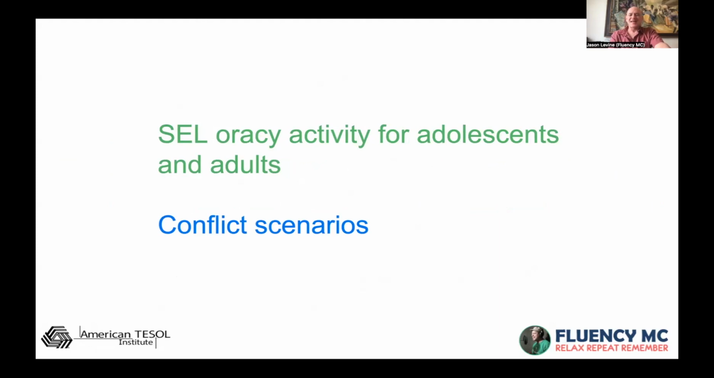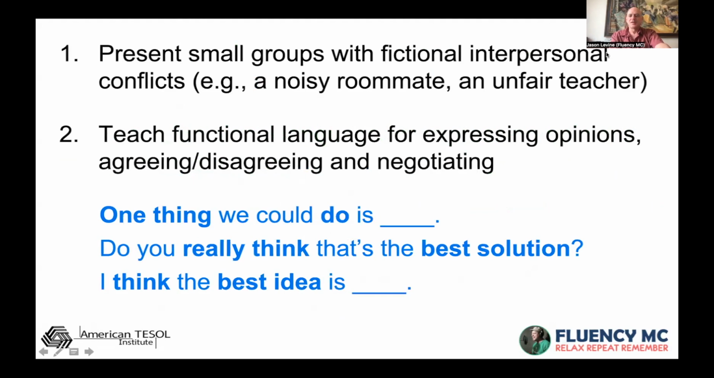What about adolescents and adults? So that first one was children, adolescents, and now adolescents, adults. There's kind of like a Venn diagram thing for adolescents. Conflict scenarios, something else I like doing. I'm sure there are many variations out there, and I'm trying to choose things that are really easy for you to do. So present small groups with fictional interpersonal conflicts. You've got a noisy roommate, an unfair teacher. And then here, functional language for expressing opinions, agreeing, disagreeing, and negotiating.